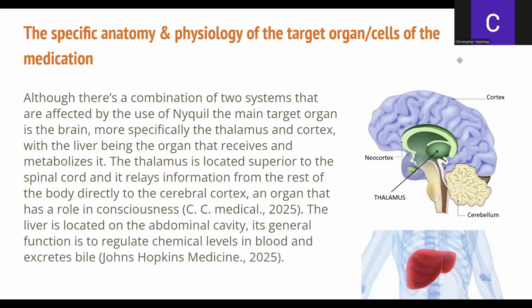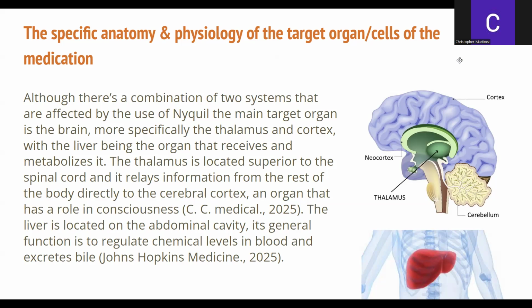The specific anatomy and physiology of the target organs of the medication. Although there is a combination of two systems that are affected by the use of NyQuil, the main target organ is the brain, more specifically the thalamus and cortex, with the liver being the organ that receives and metabolizes it.